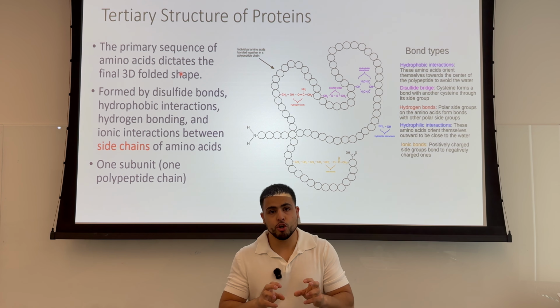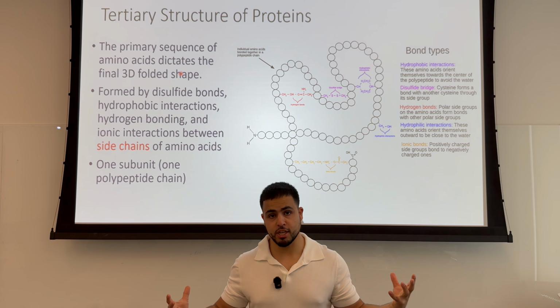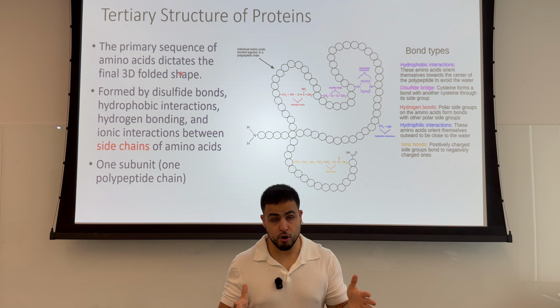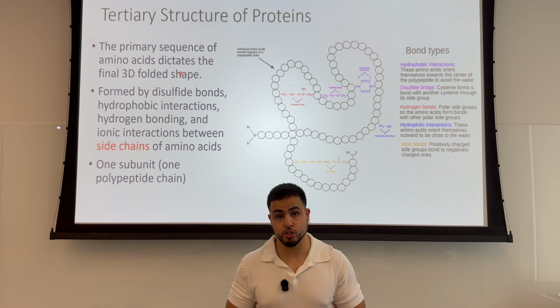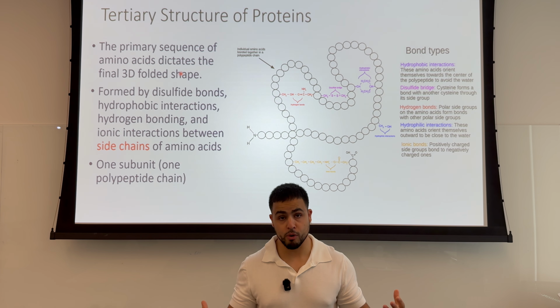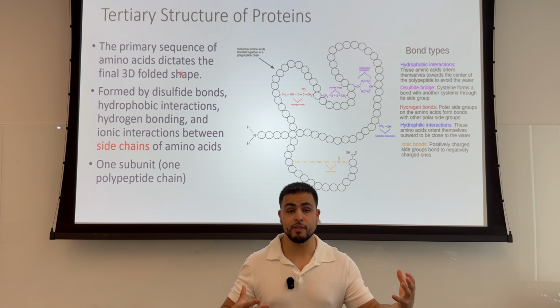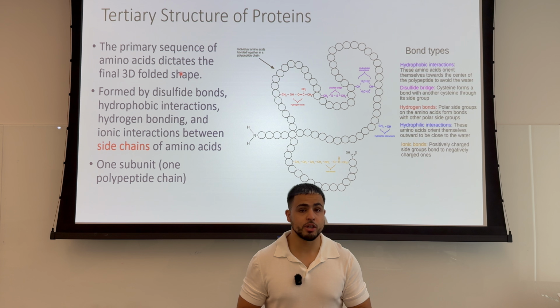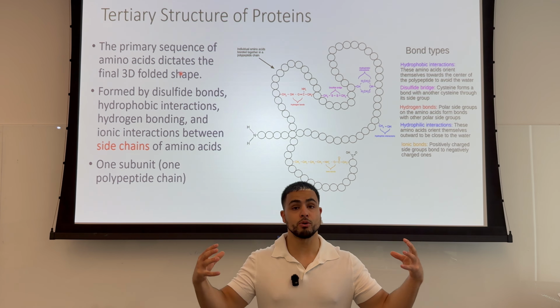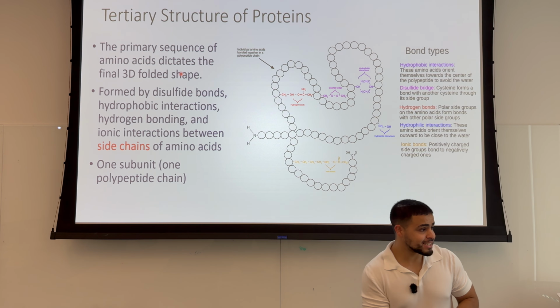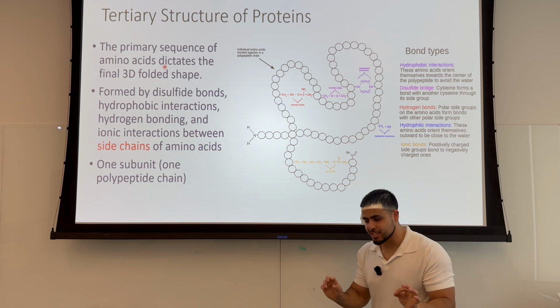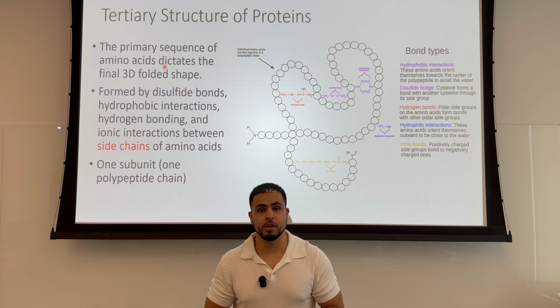So what determines how a protein is going to fold on itself? Well, it has nothing to do with the backbones of amino acids. So recall thus far in the primary and secondary structures, what joined them together and what formed them were the backbones, the amino and carboxyl groups in the backbones of amino acids. Well, in the case of the tertiary structure, what's going to determine how the protein folds on itself is the primary sequence of amino acids, specifically the side chains of that primary sequence.